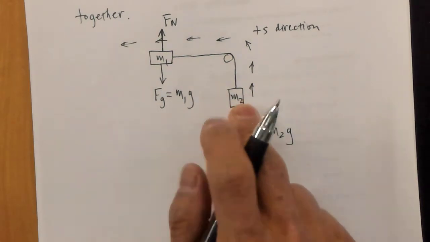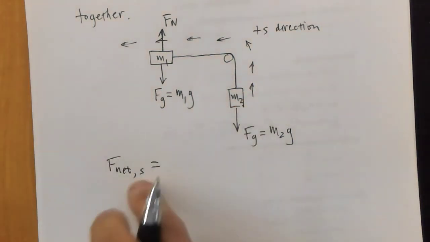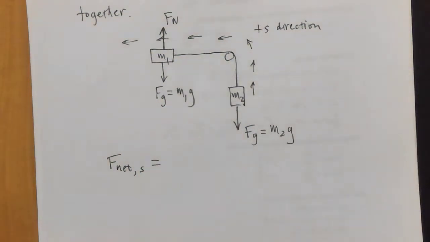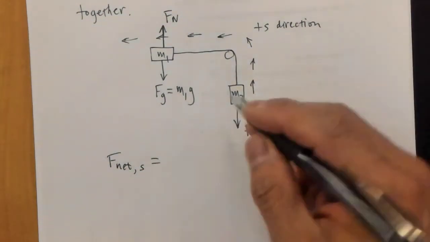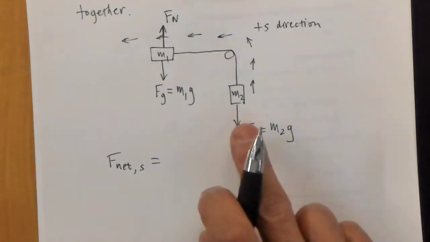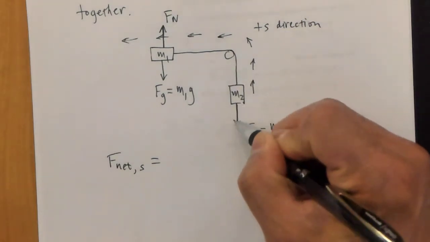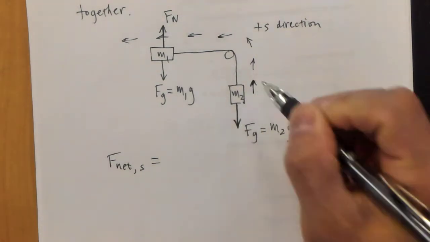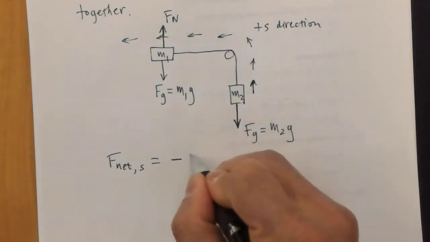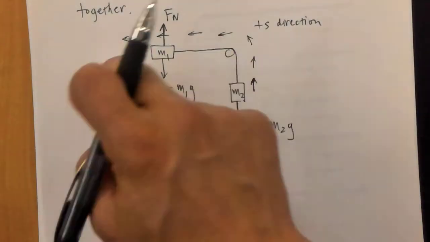So we get that the net force in the S direction, so S is for this positive S direction, is, should it be minus or plus? Is it minus? Everybody see that? Because it's pointing in the negative S direction. This is positive S direction. So it'll be minus M2G. All right? You see how quickly we got that by using this S direction thing.